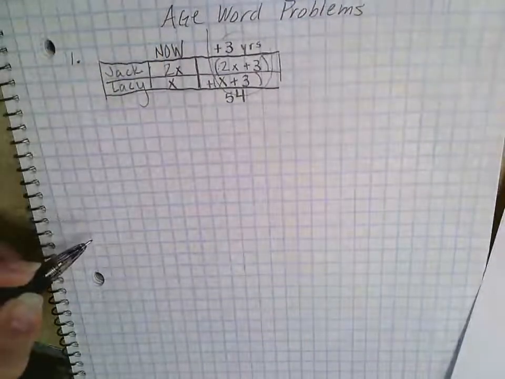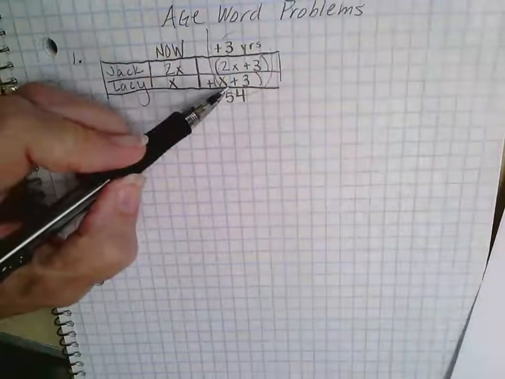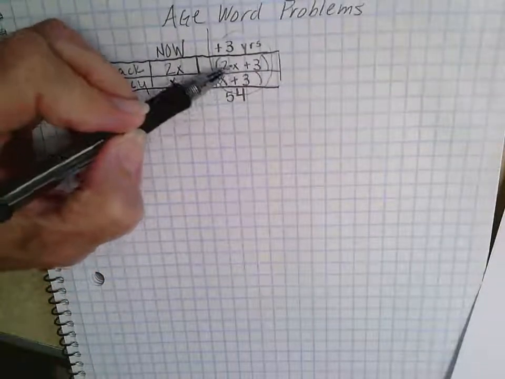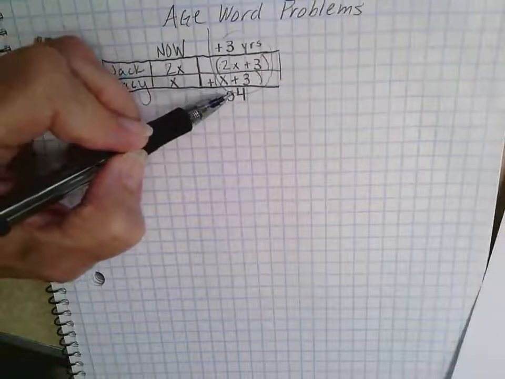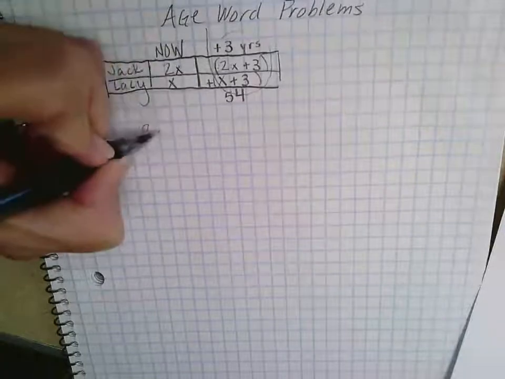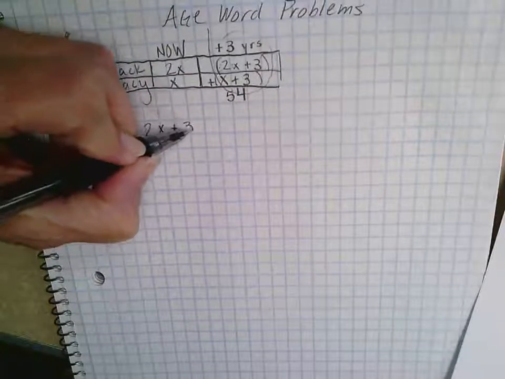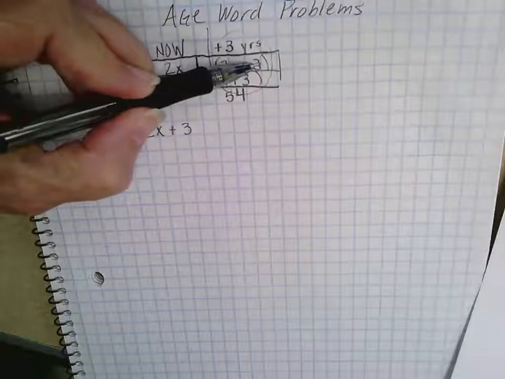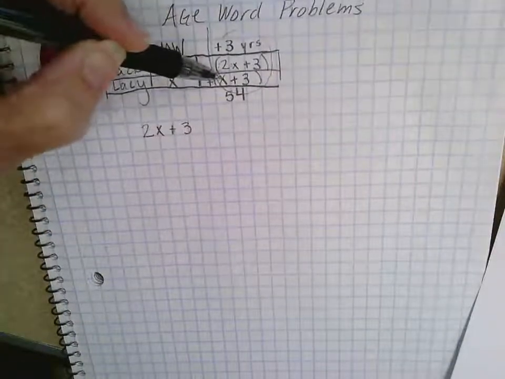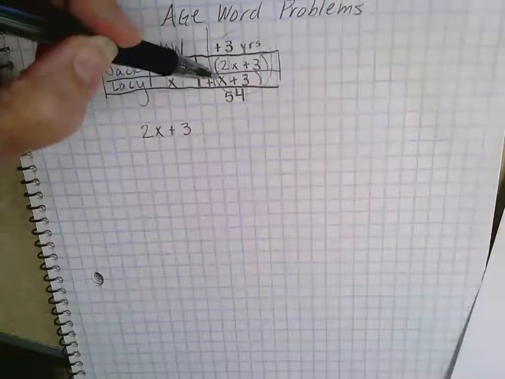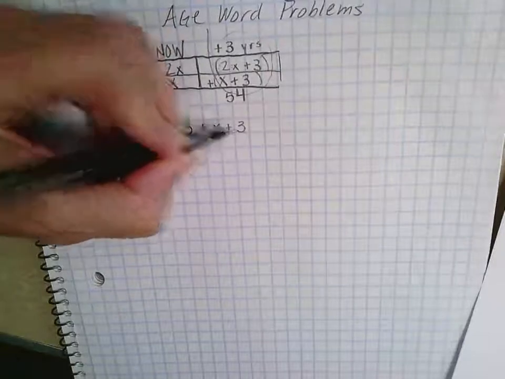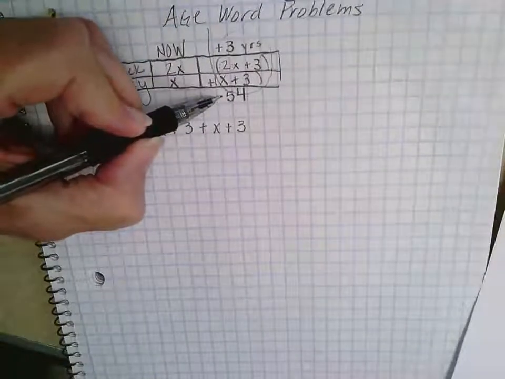So when I solve my equation for x, I'm going to use these expressions in the last column and set my equation equal to 54. So I'm going to take Jack's age in that column, which is 2x plus 3, and then I'm going to take Lacey's age and add it to that, x plus 3. And I'm going to set it all equal to 54.